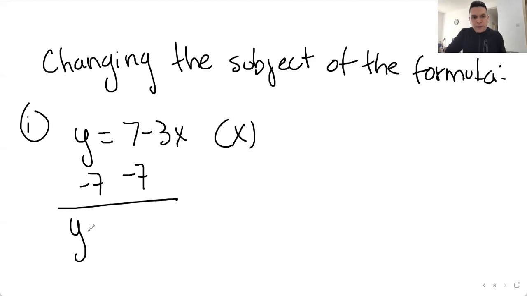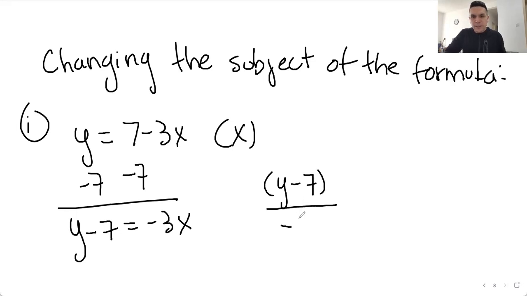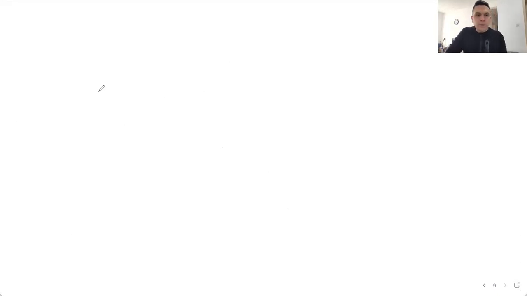So we're going to get y minus 7 equals negative 3x. And then we can divide by negative 3, right? So we get y minus 7 divided by negative 3 equals x. And that's it. Our x is isolated. We changed the subject of the formula from y to x. Pretty easy, right? Let's do another one.